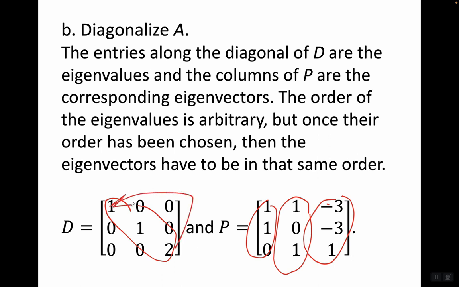We could have stuck 2 up there and make this 1 and make this 1. So the order of the eigenvalues is arbitrary, but once their order has been chosen, then the eigenvectors have to be in that same order. In other words, if we did put the eigenvalue 2 up there, then this eigenvector corresponding to lambda equals 2, we'd have to make that the first column.